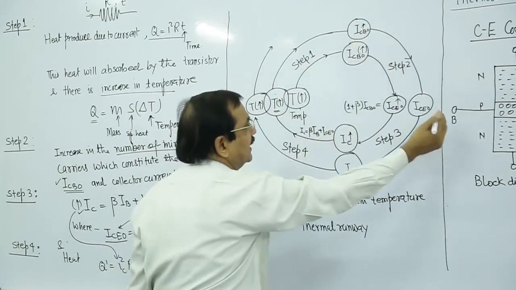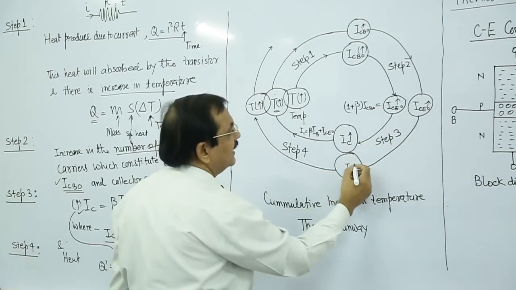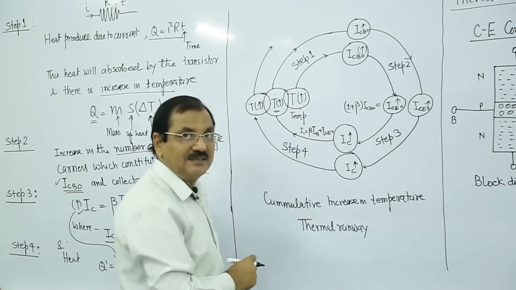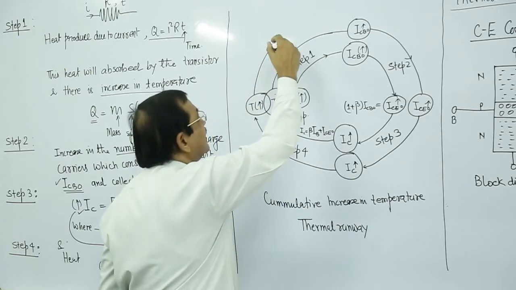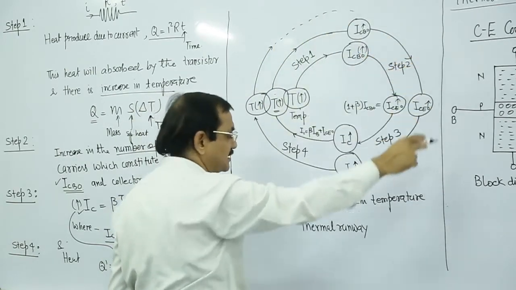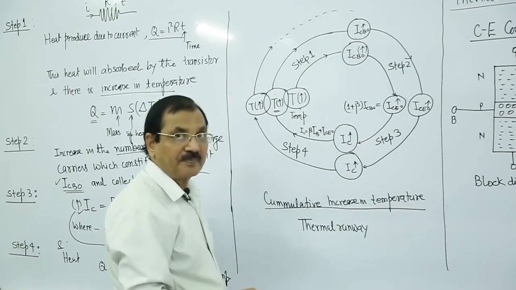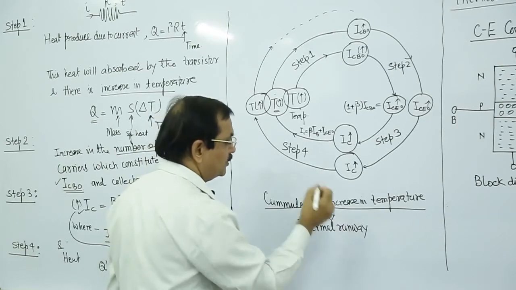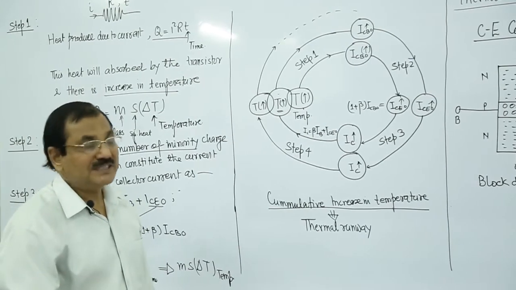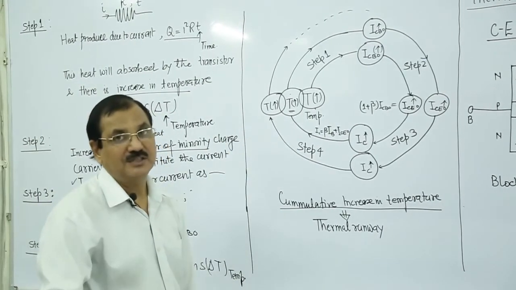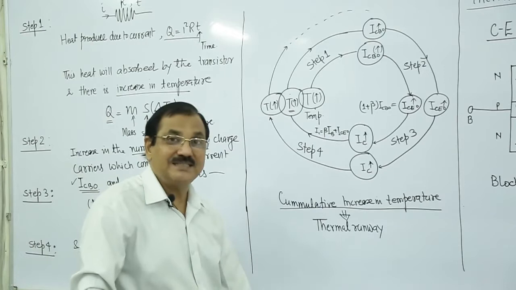And this ICBO again increases ICEO, the minority charge carrier. Again, this will increase the IC, the collector current, which again increases the temperature. So this cycle will repeat. So it is the cumulative increase in temperature, and this cumulative increase in temperature is known as thermal runaway in the transistor. So this continuous increase of the temperature and its impact will destabilize the transistor.